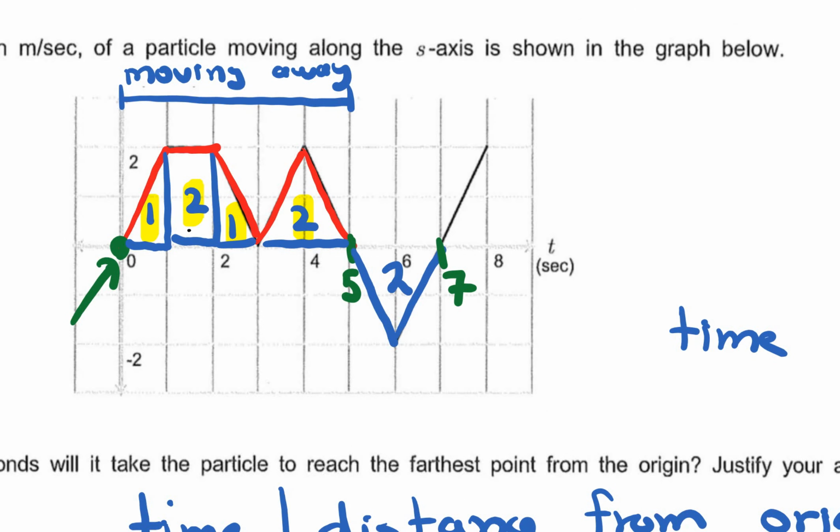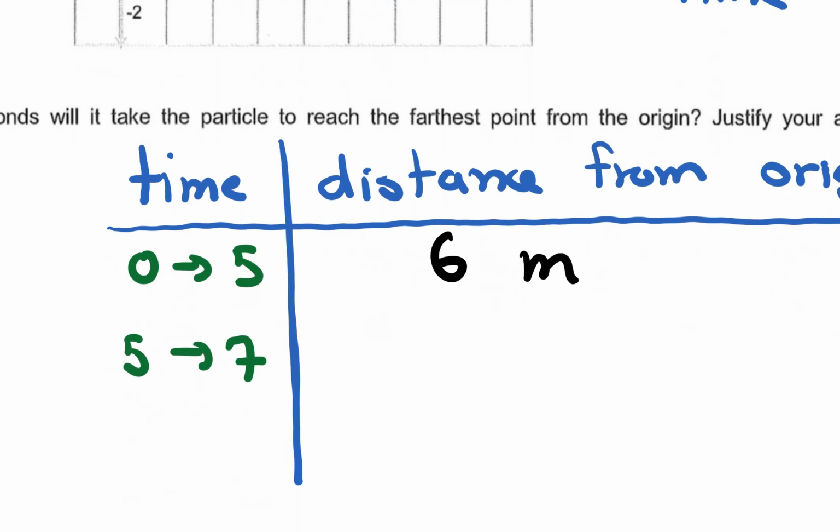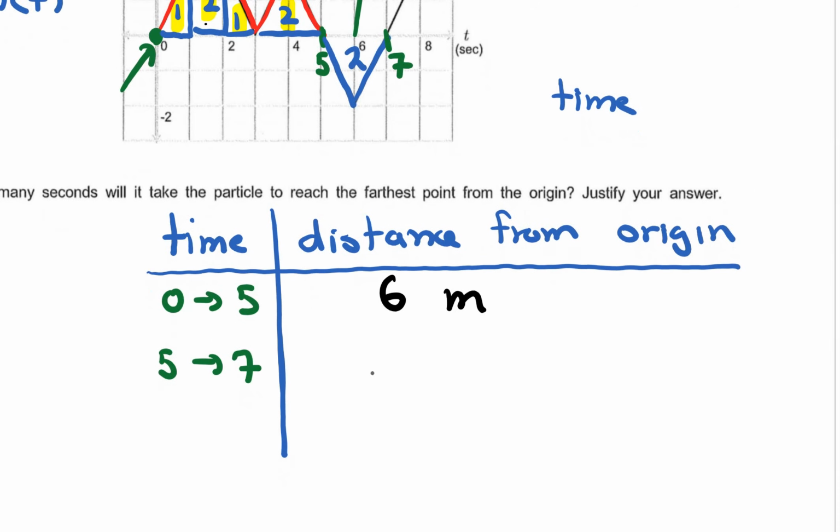So from 0 to 5 seconds, we're moving away, right? But from 5 to 7 seconds, we're actually coming back. So we're coming back by 2 meters. Okay, so if we're coming back by 2 meters, that means we're actually now 4 meters from the origin, right?